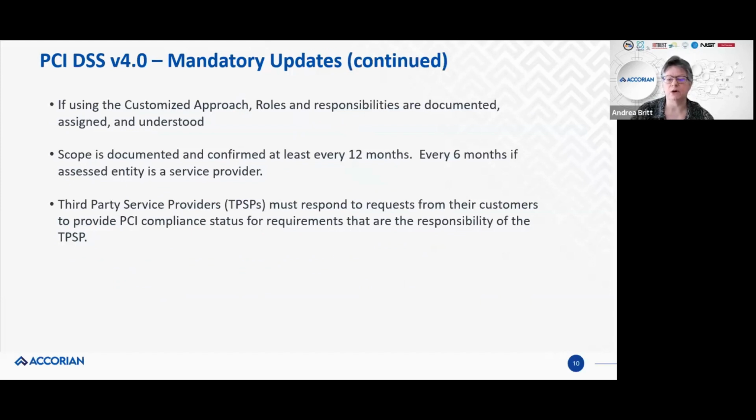The remainder are, if using that customized approach that Kieran touched on and we're going to discuss a little further, roles and responsibilities need to also be documented and assigned. Scope is documented, as Kieran mentioned, and confirmed at least every 12 months, or every 6 months if the assessed entity is a service provider, or for both, whenever there is a significant change to the cardholder data environment. The final mandatory requirement of using 4.0 now is that if the entity is a third-party service provider, they must respond to any request from their customers to provide their PCI compliance status.